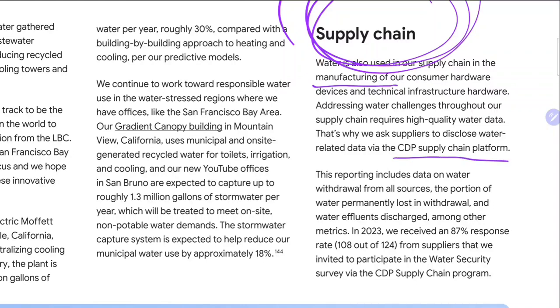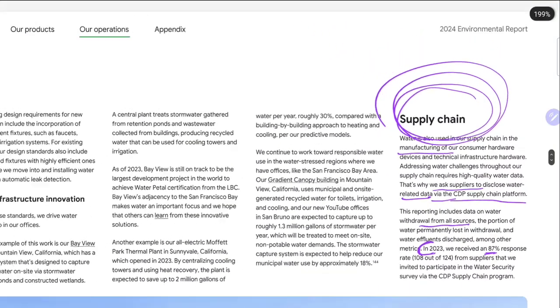Also CDP supply chain platform related information. So we ask suppliers to disclose their water related data in the CDP supply chain platform. There is a set process for this and integration of a digital tool also. This reporting includes data on water withdrawals from all sources. And what is written is something very important: in 2023 they received an 87% response rate from suppliers that we invited to participate in the water security survey.